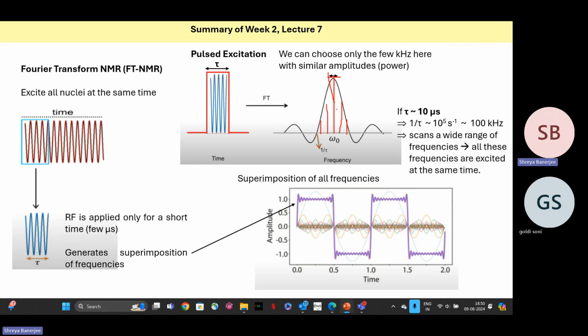Now suppose we are keeping this tau time, that is the pulse, on for 10 microseconds. So for 10 microseconds, if you do 1 by tau, it is 10 to the power 5 second inverse, which is otherwise 100 kilohertz. So second inverse is basically hertz. So 1 by tau is 100 kilohertz. So if you keep the radio frequency on for a time of 10 microseconds, in 10 microseconds, it is able to scan a range of 100 kilohertz.